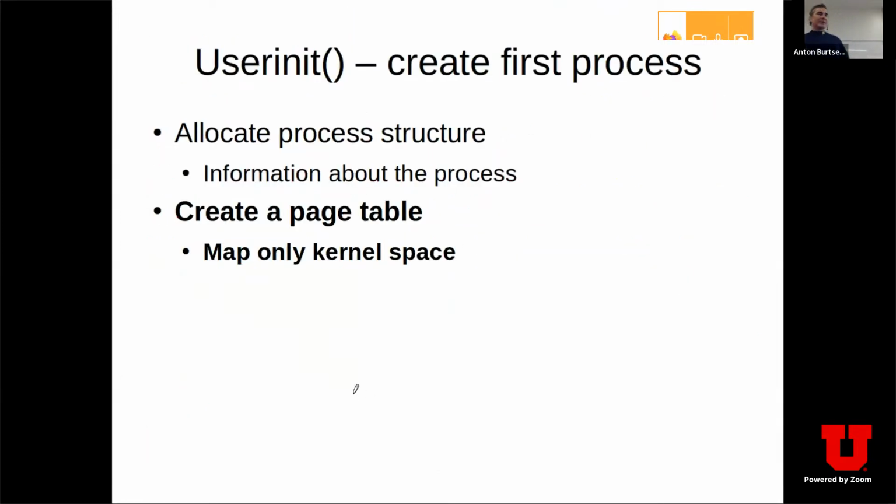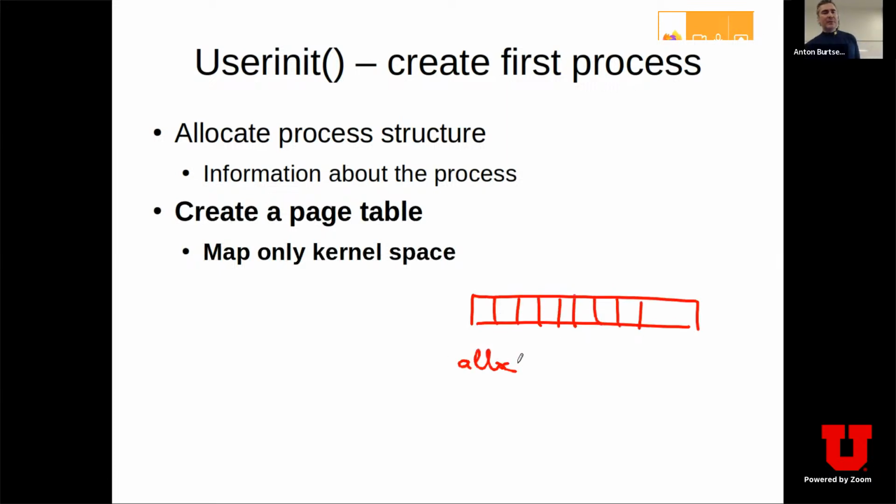Okay, so xv6 has predefined an array of proc data structures, right? And allocproc just picks the next available entry in this array, right? And returns it as a p. p is a pointer to this, right? Okay.